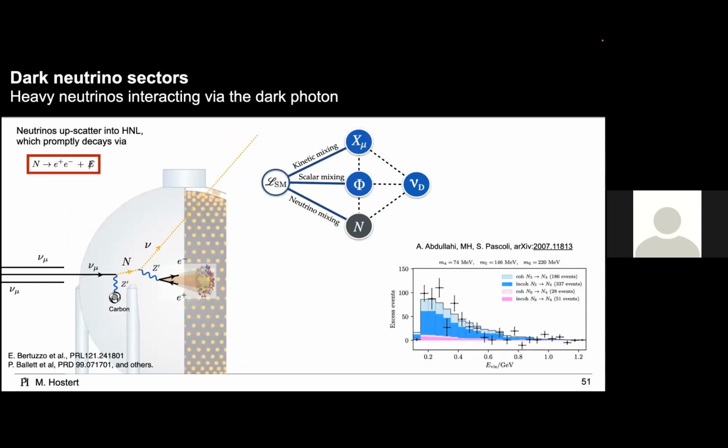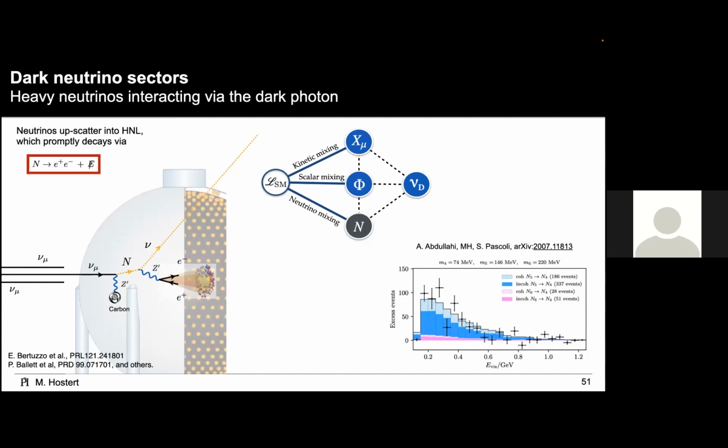into e+ e-. One such example of that would be a model with heavy neutrinos that also couple to dark photons. So through a combination of neutrino mixing and kinetic mixing between the standard model photon and the dark photon, you upscatter to this heavy state. And because of this new force, this heavy state, this N, is short-lived and decays inside of your detector into an overlapping e+ e- pair.